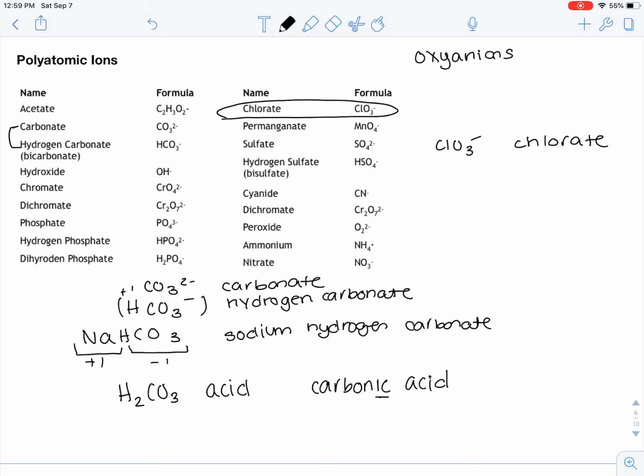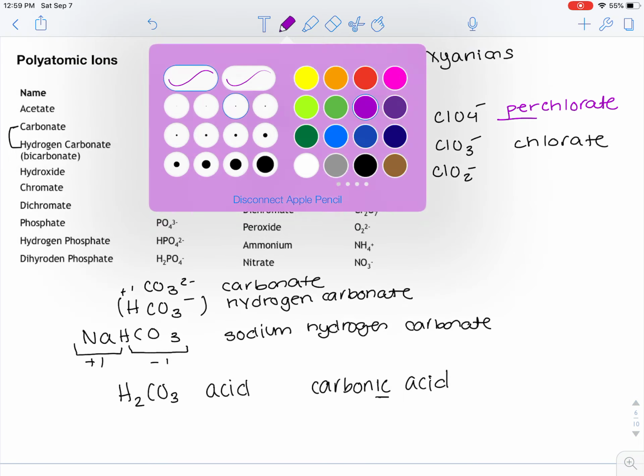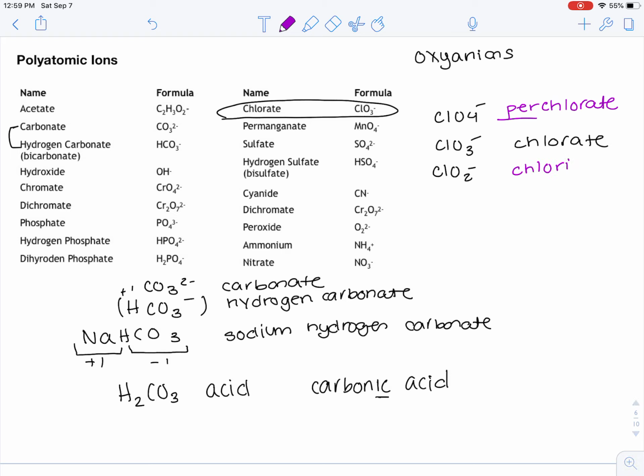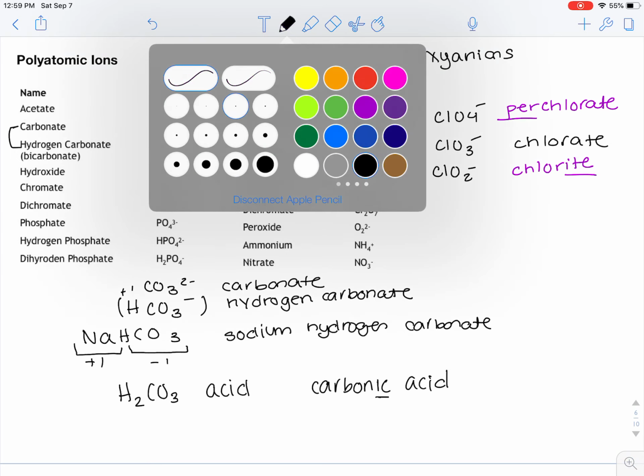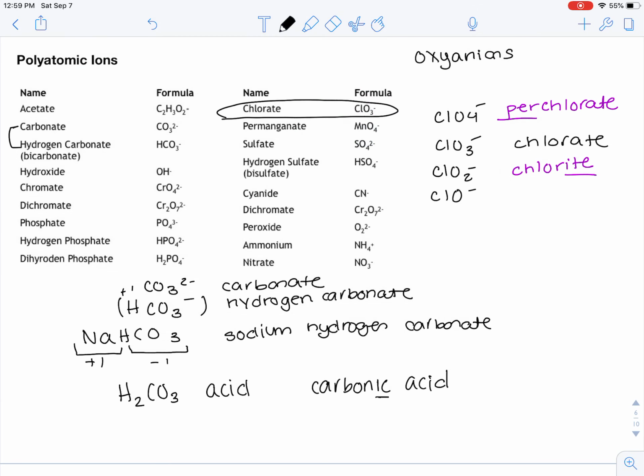So if I added an oxygen, ClO4-, I would have to add a prefix in front of the name. So it would be perchlorate. Now, if I lost an oxygen, ClO2-, the name would change to chlorite. So just my ending changes. The -ite tells me I lost one oxygen. So instead of being the base, I am the base with one less oxygen, and my name ends with -ite. Then you can do one more, and you can lose more than one oxygen.